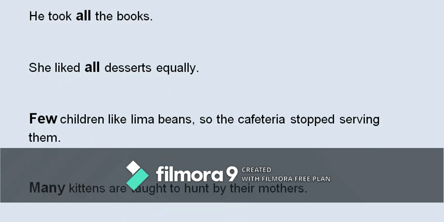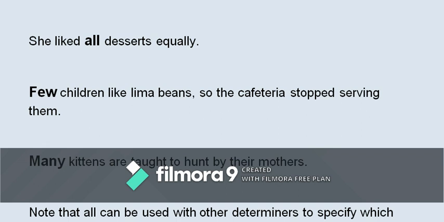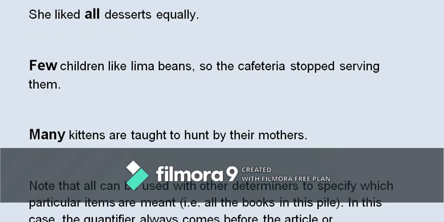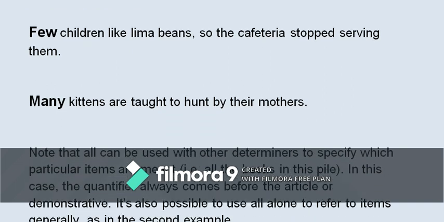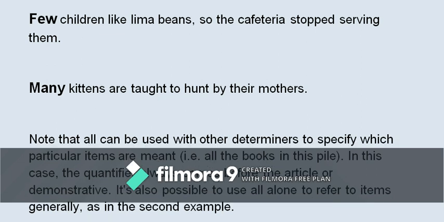Many kittens are taught to hunt by their mothers. Kittens is the noun and many is the determiner used over here. Note that all can be used with other determiners to specify which particular items are meant, that is all the books in the pile. In this case, the quantifier always comes before the article or demonstrative. As I pointed out, all the books. Books is the noun, the is the article, all is the determiner. In this case, the quantifier always comes before the article or demonstrative.